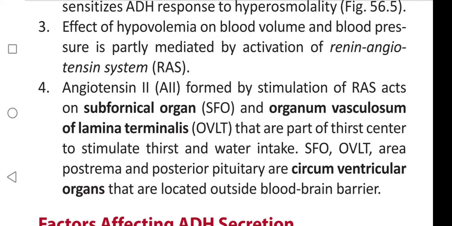Subfornical organ, organum vasculosum of lamina terminalis, area postrema and posterior pituitary. These are circumventricular organs that are located outside the blood-brain barrier. Once again, subfornical organ, organum vasculosum of lamina terminalis, area postrema and posterior pituitary.